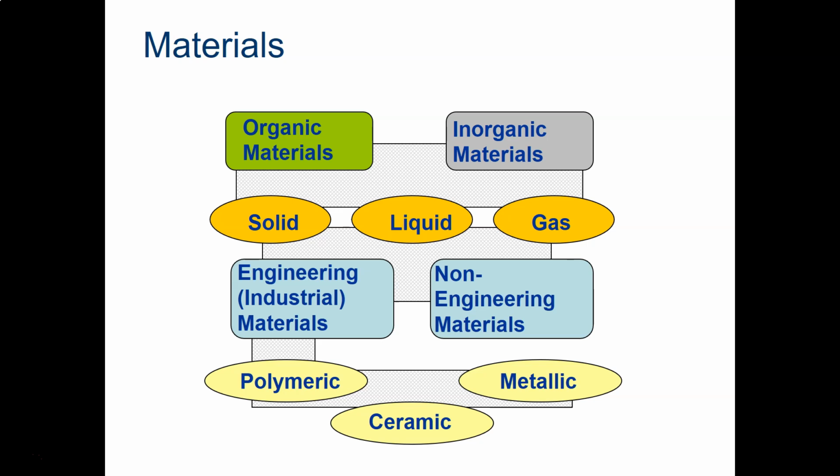Then you have metallic materials, most widely used group of engineering materials. These are pure metals and alloys. You can break those down into ferrous metals. Iron is the principal ingredient there, and non-ferrous metals. Iron is not the principal ingredient for those.